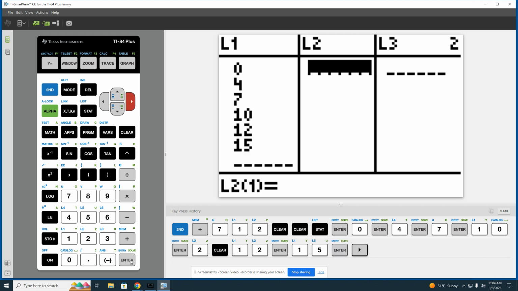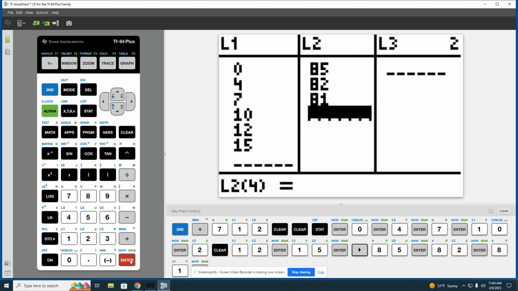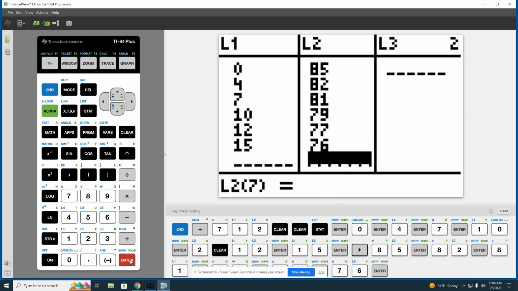So can I just enter these any way I want? No, they've got to match up with each other. 0 has to go with what Y value? Right? And 4 has to go with 82. You get it? You have to put these in the correct order, or there will obviously be a mistake made. All right. So we've entered our data. Everybody with me?